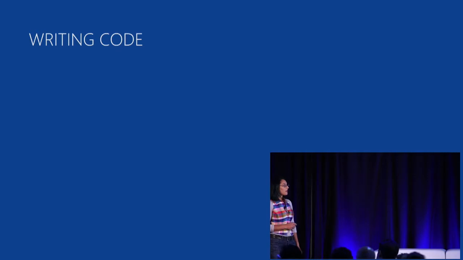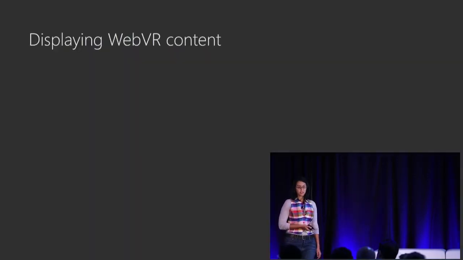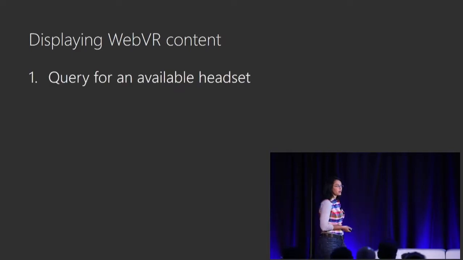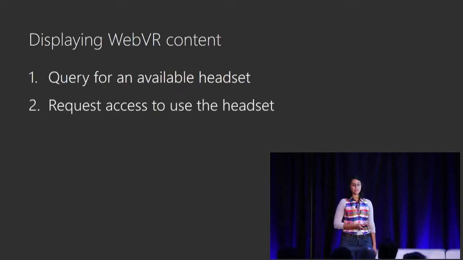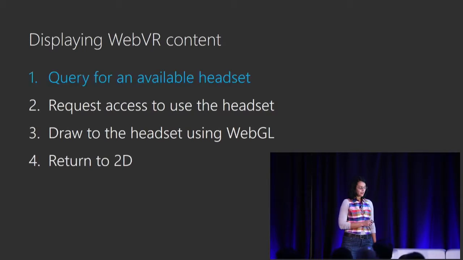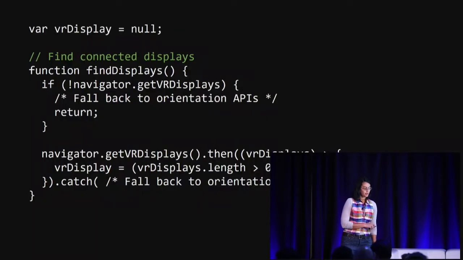Okay, so let's actually take a look at how the functions I mentioned from before are actually used. To display WebVR content, the first thing you'll need to do is query for an available headset. Then you'll need to request access to use that headset. Then you'll actually draw, and when you're done, you can return to 2D. Let's take a look at that first step.